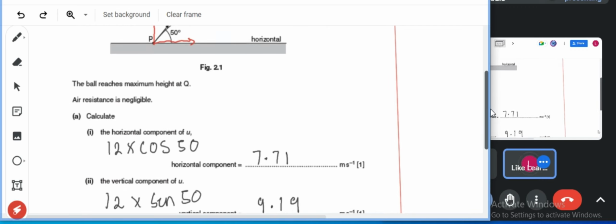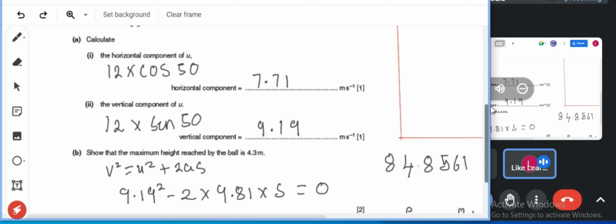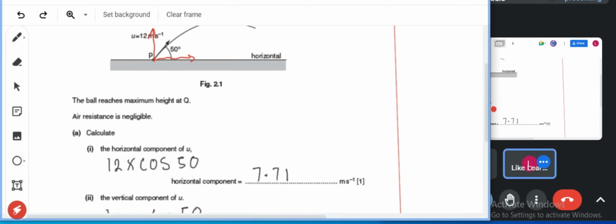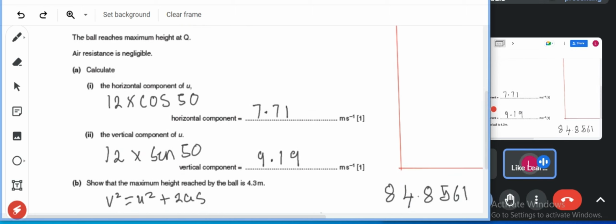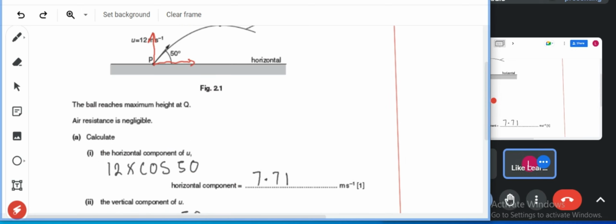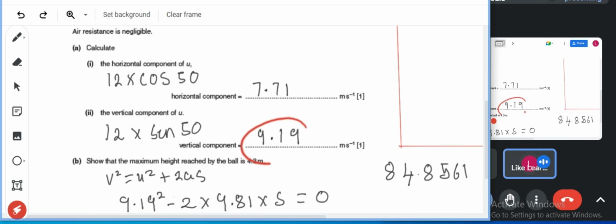But if you are lucky and they begin to break it down, get this first, get the horizontal component, which of course is u cos theta, or 12 cos 50, which is 7.71. Then get the vertical component, which is u sin theta, or 12 sin 50, which is what you got, 9.91, and then show that the maximum height reached by the ball is 4.3 meters.